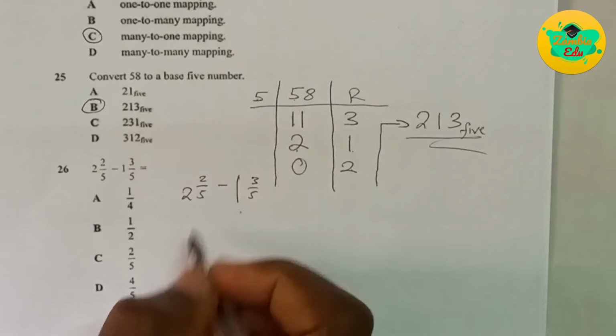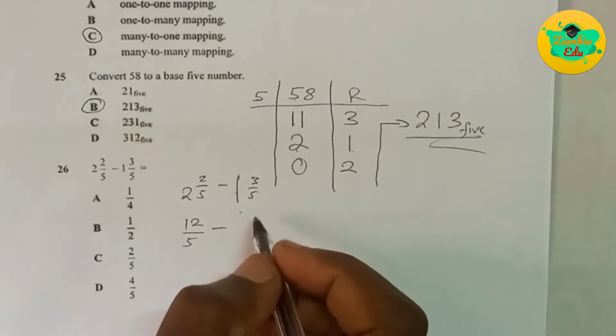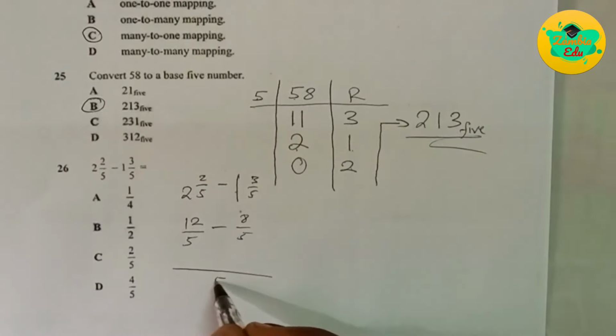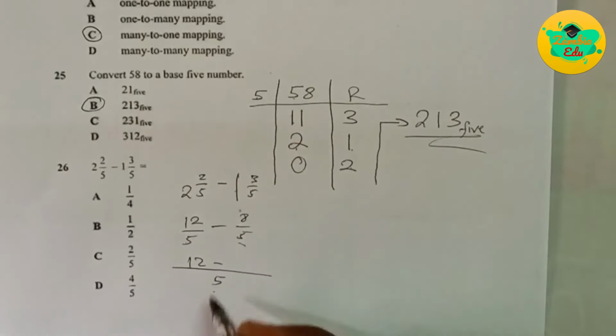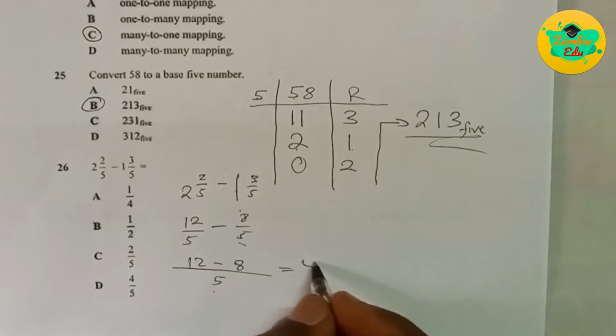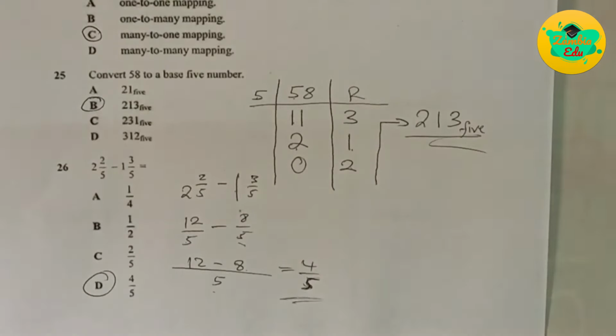5 times 2 is 10, plus 2 is 12, over 5, minus 1 times 5 plus 3 is 8, over 5. Common denominator is 5. 5 into 5, 1. 1 times 12 is 12, minus 5 into 5, 1. 1 times 8 is 8. That should be equal to 12 minus 8 is 4 over 5. So our answer there is 4 over 5, and we see 4 over 5 being shown on option D. So that's our answer for question 26, D. We quickly go to question 27.